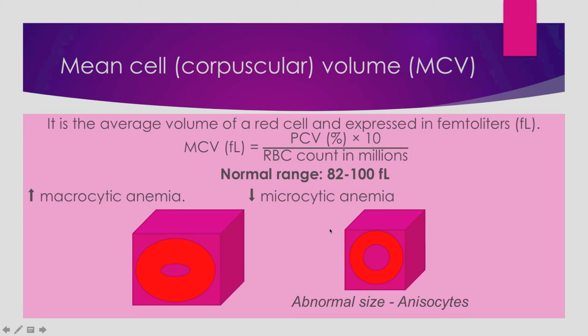This abnormal size is called anisocytes, and this phenomenon is called anisocytosis. Iso means equal, an means unequal. So it is unequal size of RBCs. This is unequal size, the bigger size is macrocytic. This is unequal lesser size.